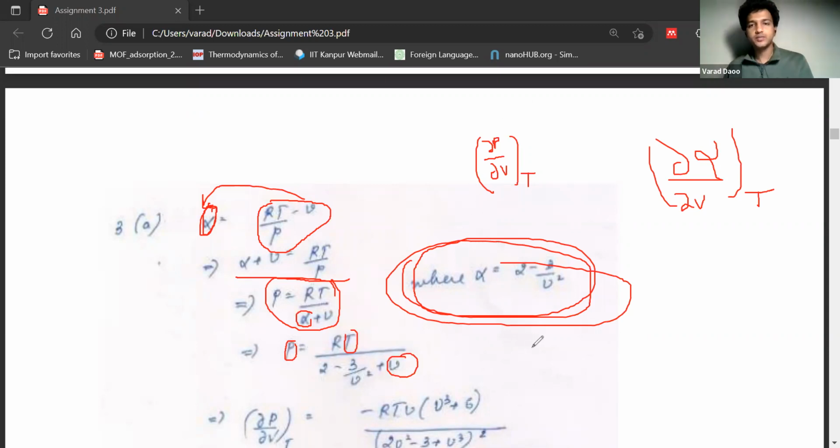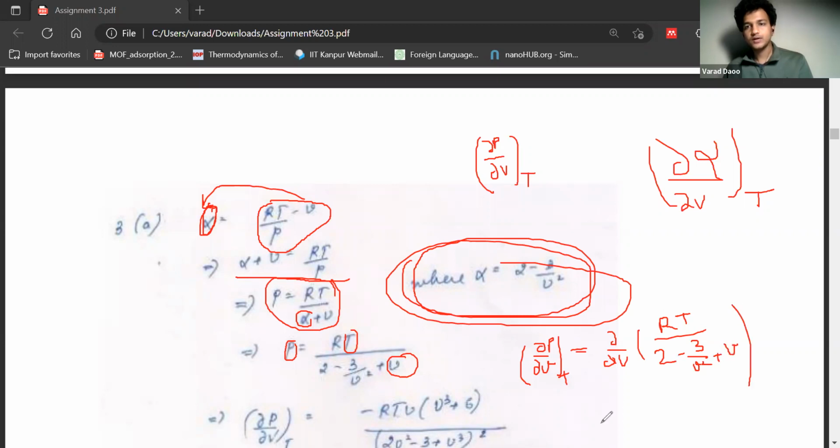Okay, and once you take the partial derivative, how will it be? ∂P/∂V at constant T is nothing but ∂/∂V of RT by (V minus b) minus a by V squared plus... This is nothing but RT, because temperature is constant and R is anyway constant, into minus 1.